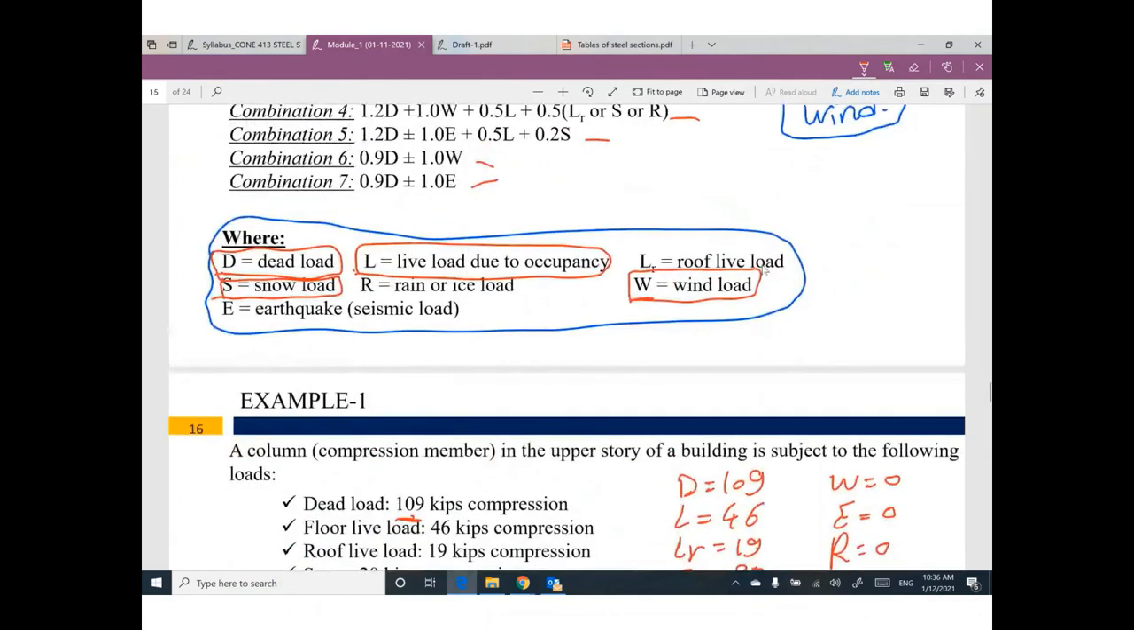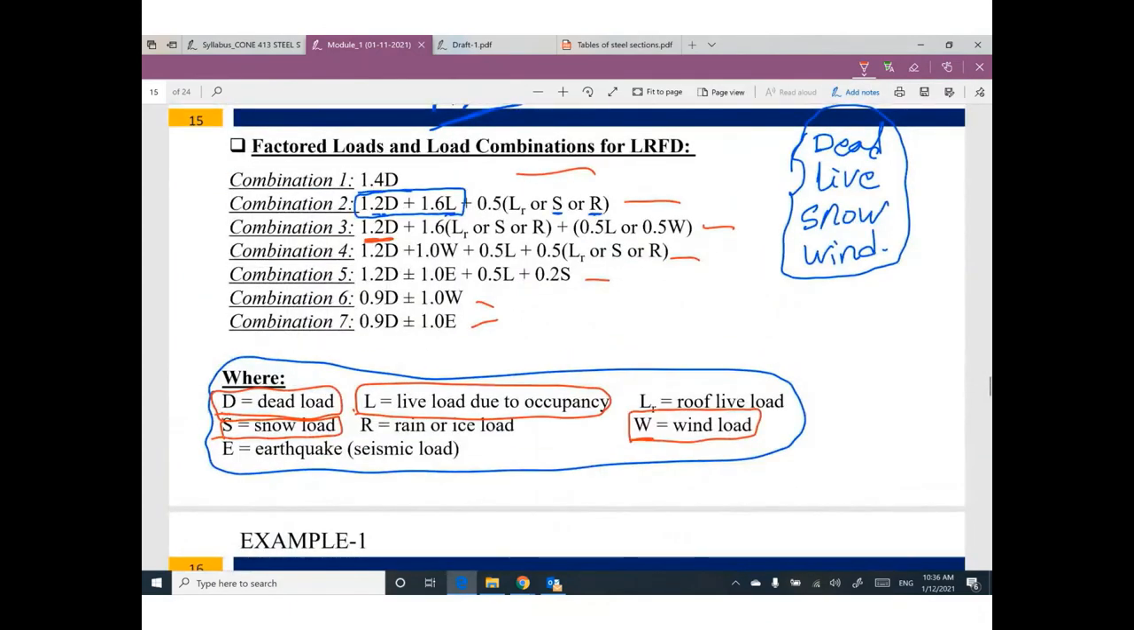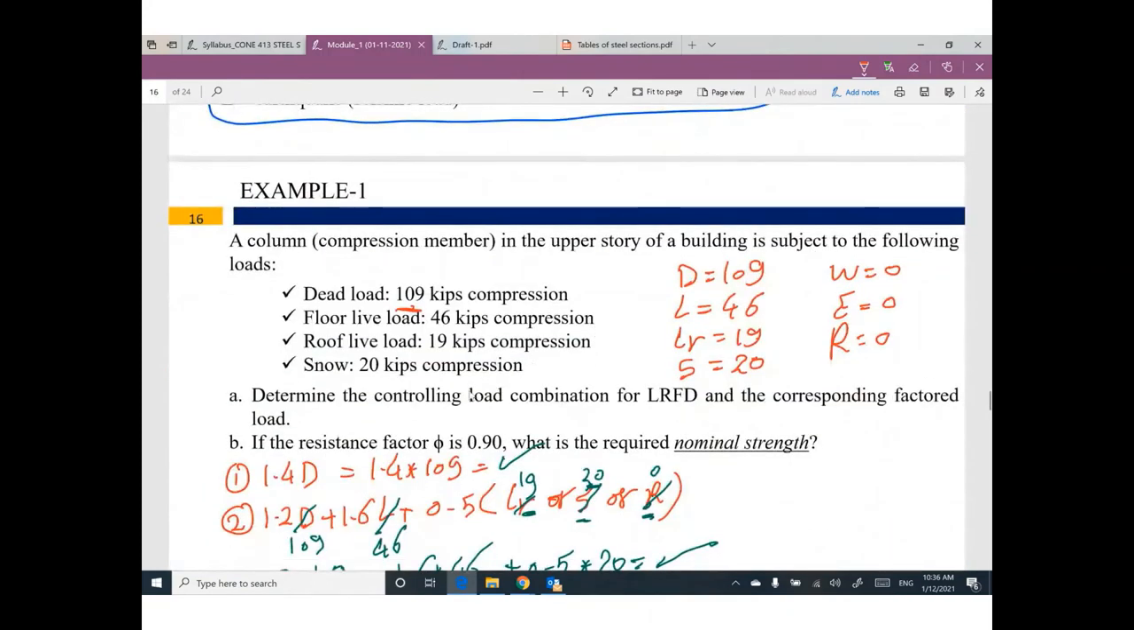The next combination: 1.2 dead, 1.6 LR or S or R, 0.5 L or 0.5 wind. So please go ahead and get the value here, get the value here, get the value here. The maximum value will be the controlling load combination. Okay, so we covered this before. I believe in concrete design it will be the same scenario and the same philosophy.